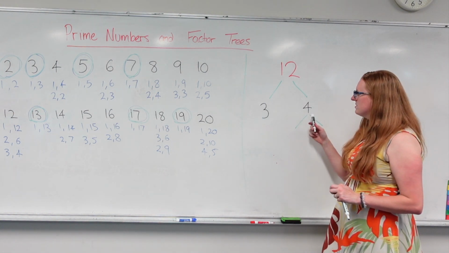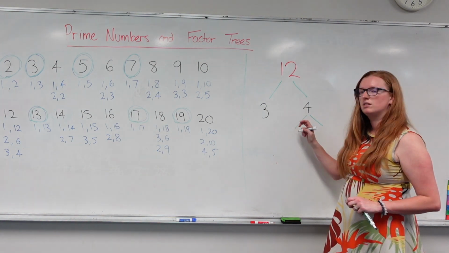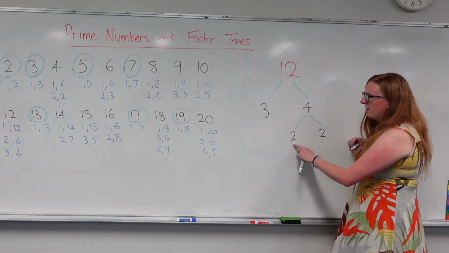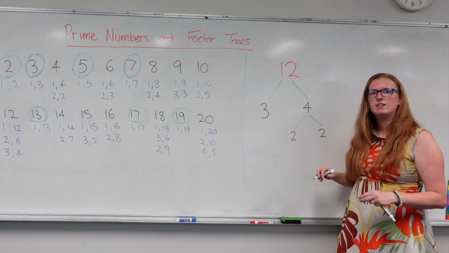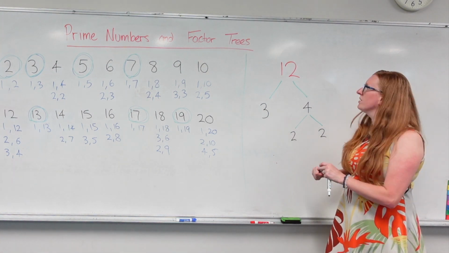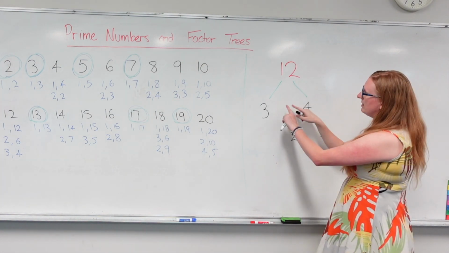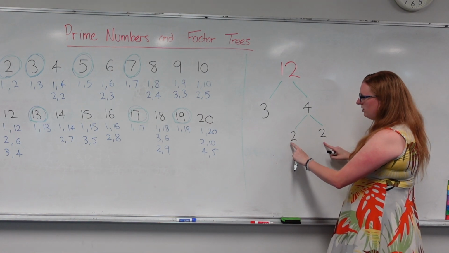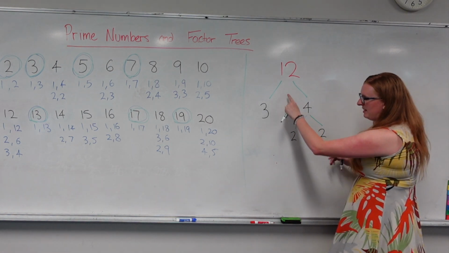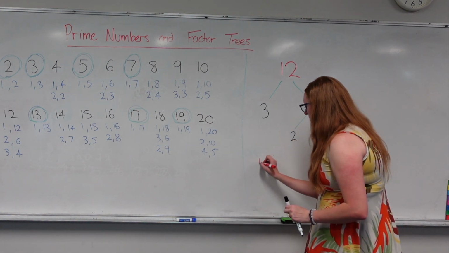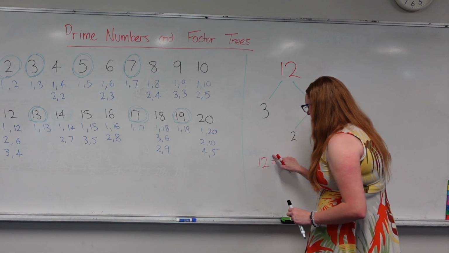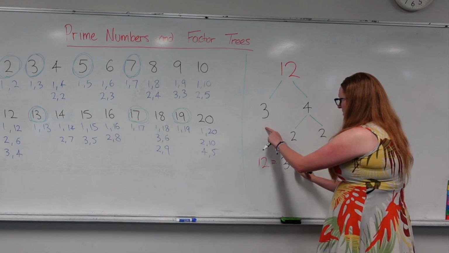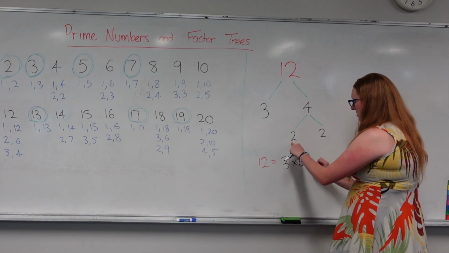Now what numbers multiply together to give me 4? 2 and 2. So now 2 is a prime, so I've actually hit the end of it. This is the end of my factor tree. So 12 can be split into 3 times 4, and the 4 itself can be split into 2 times 2. So what this means is that the number 12 is the same as 3 times 2 times 2.